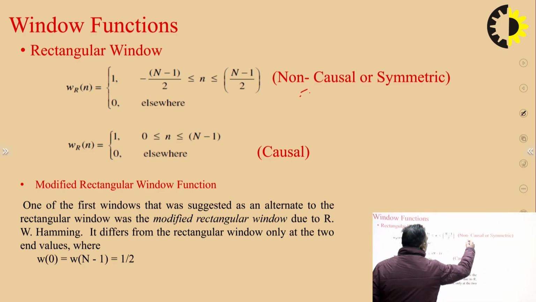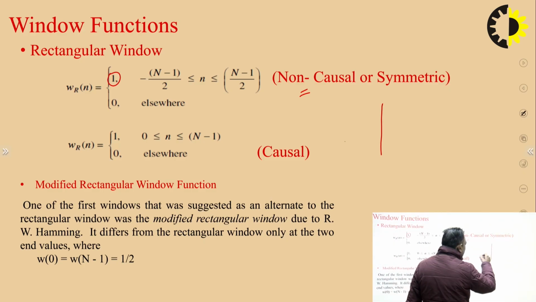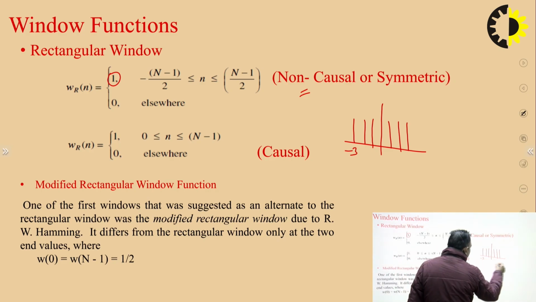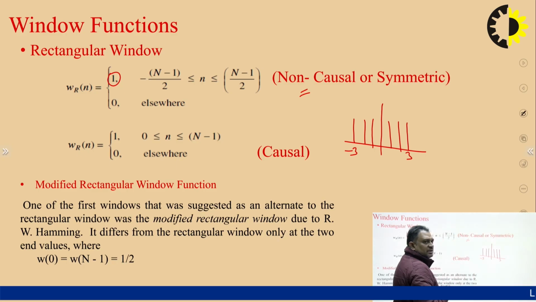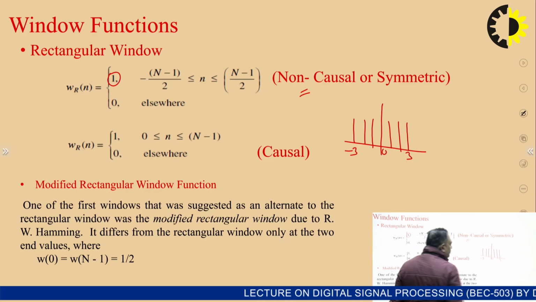This is a non-causal or symmetric window function, which lies between minus (n minus 1) by 2 to (n minus 1) by 2, and the value is 1. The important thing here is that if this value is minus 3, then it will become 3. Means it is always symmetric. It is non-causal, but it is also symmetric. You can see from here. Okay, and 0 is always here.